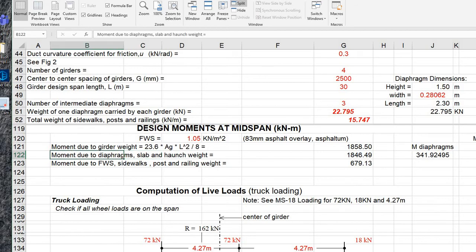Itong diaphragm, tatlong diaphragms yan. So, PL all over 8 ang gagamitin natin dyan. Tapos yung slab tsaka haunch, WL squared all over 8 ang gagamitin na natin. Kasi, considered as uniform load yan. So, kukomputin natin tatlong separate moments. You have the diaphragm, slab, and then the haunch. Okay? So, ito siya.